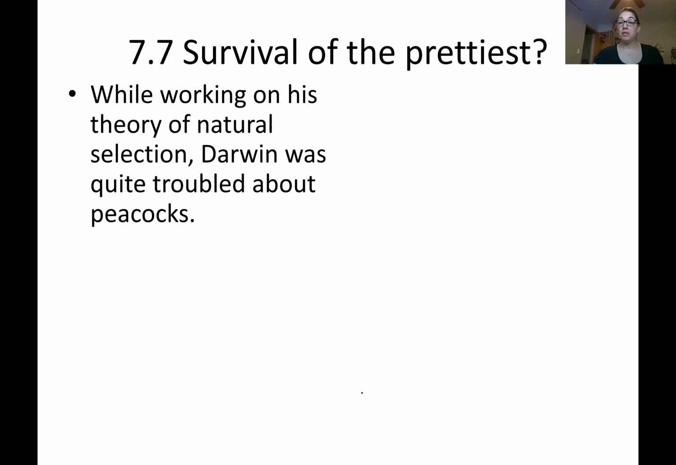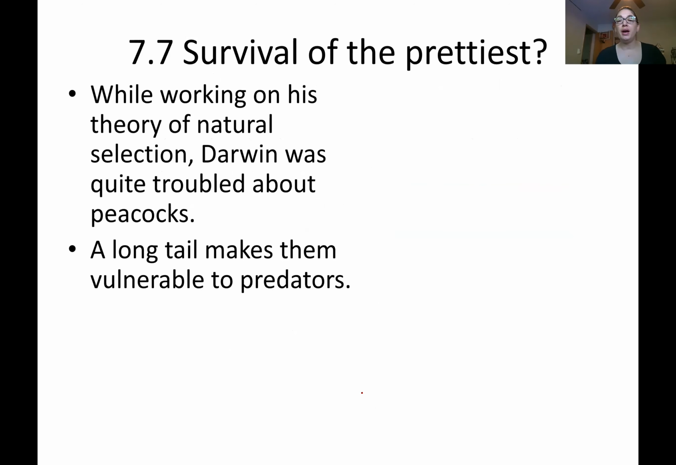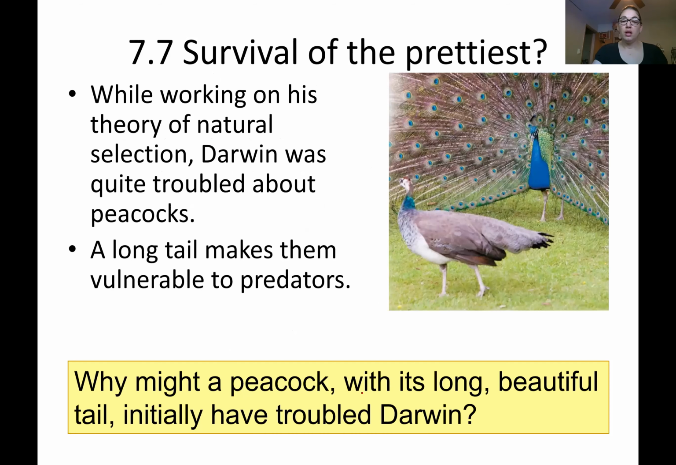Okay, survival of the prettiest. While working on his theory of natural selection, Darwin was troubled by peacocks. A long tail makes peacocks vulnerable to predators. So why do they have it? That does not make them more fit. They basically have a handicap that makes it more likely that they'll be captured by a predator. Why do they have this big elaborate tail? Any ideas, William?